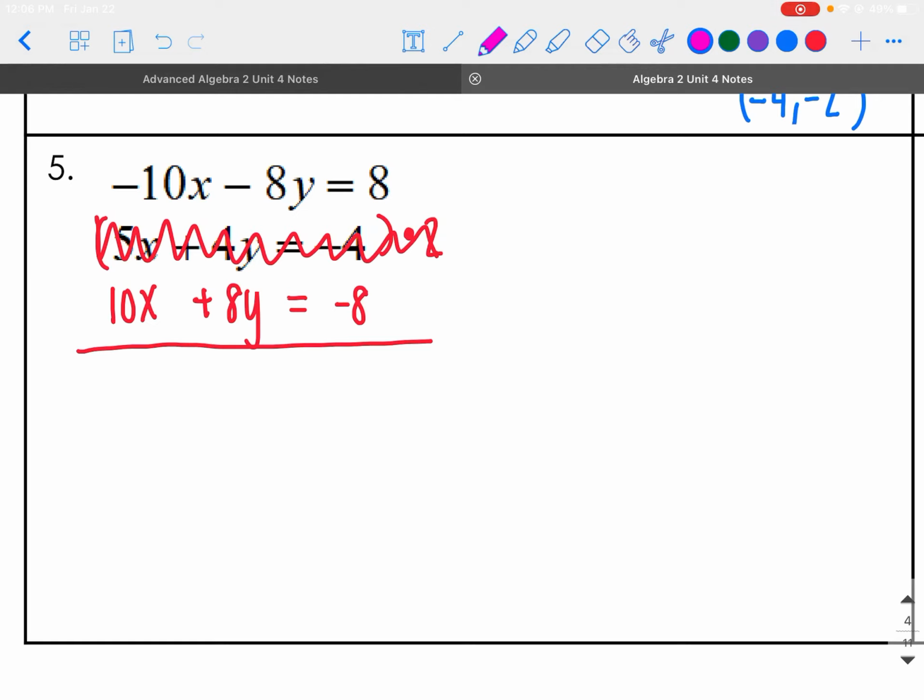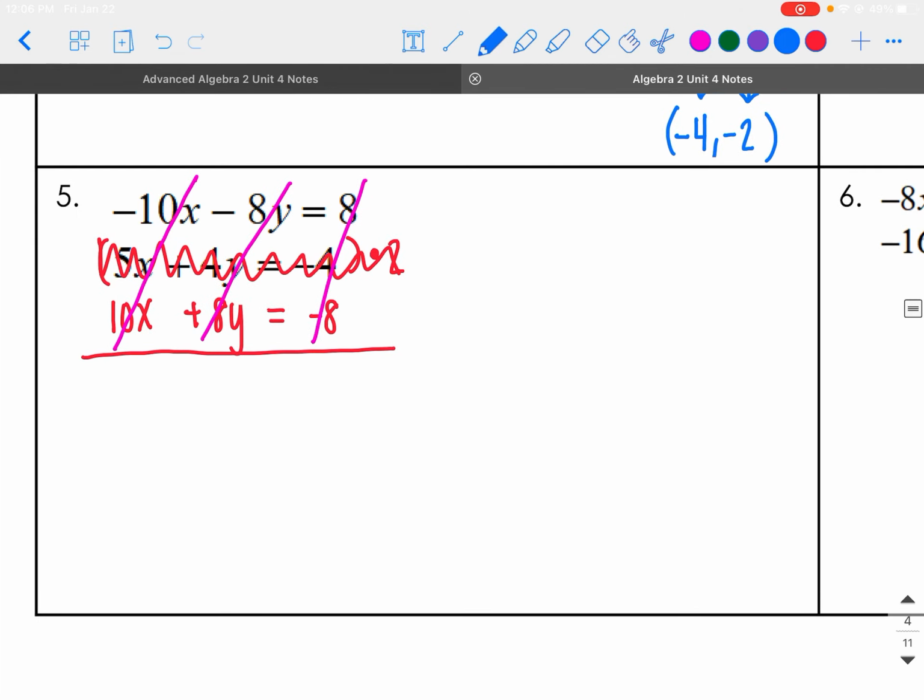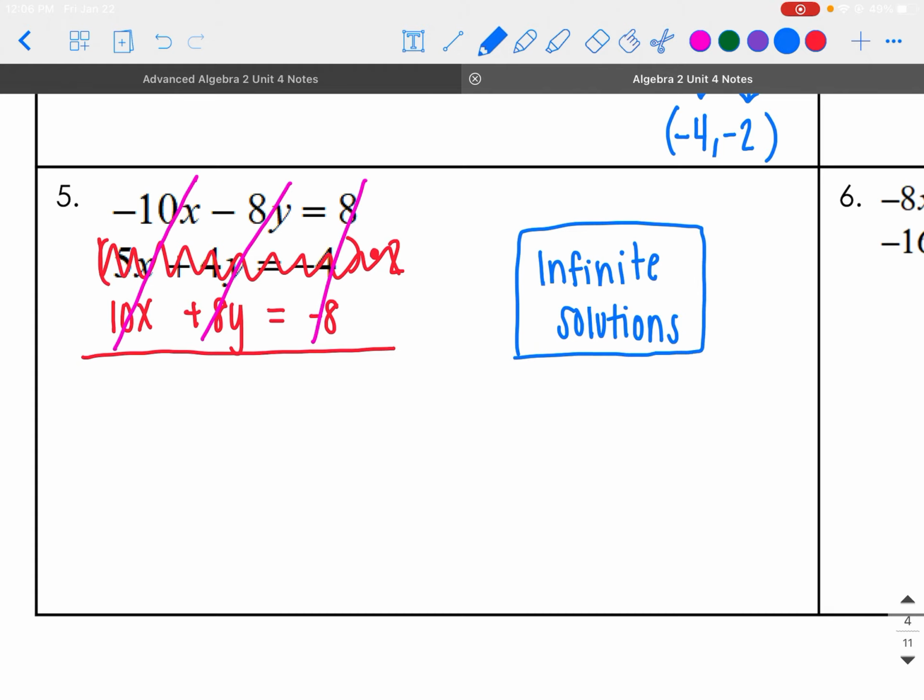All right, so my x's, I have negative 10 and 10. Those cancel. My y's, negative 8 and 8. Uh-oh, those cancel too. Equals 8 minus 8. Oh, that's 0. That cancels too. When everything cancels like this, it's infinite solutions. So that's when all three things cancel. It's infinite solutions.